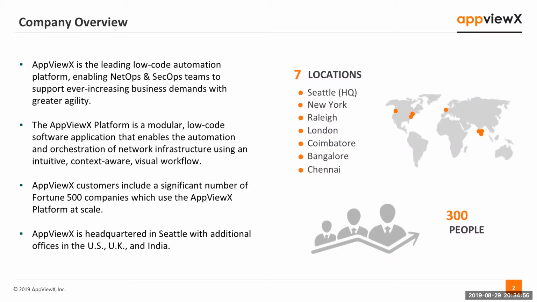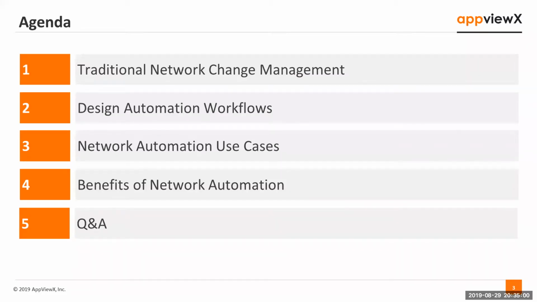Again, my name is Glenn Gray, Solutions Architect with AppViewX. To cover the agenda for today, I'd like to start out with describing the traditional network change management processes, followed by design automation workflows, and thirdly, network automation use cases, and for the last point, the benefits of network automation.